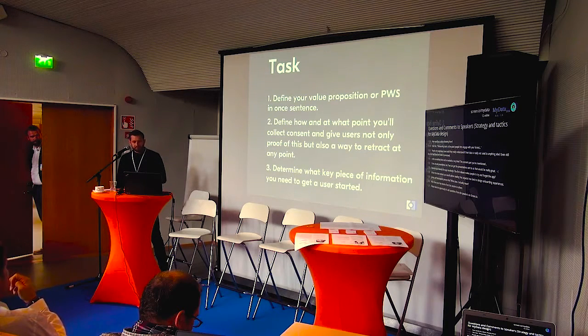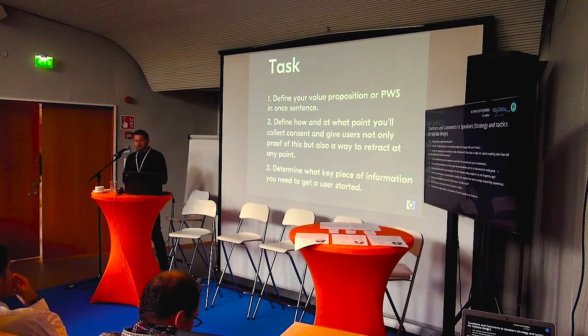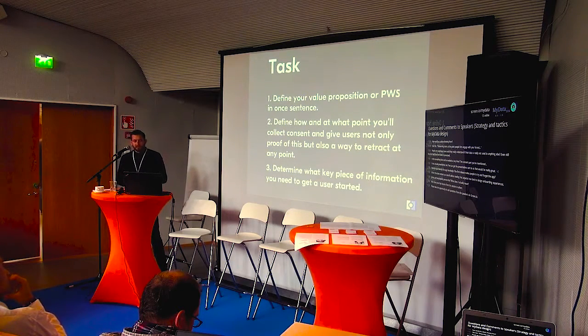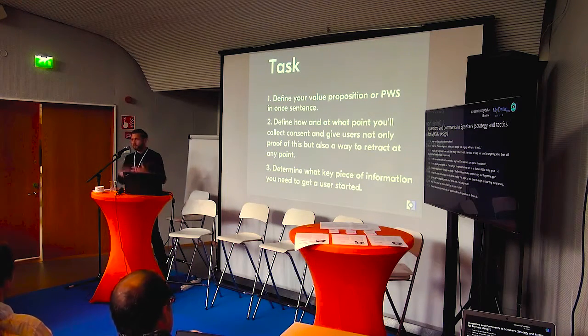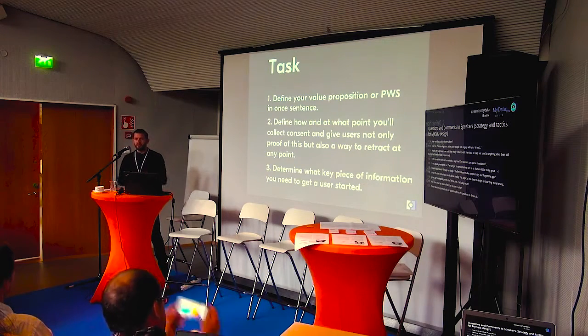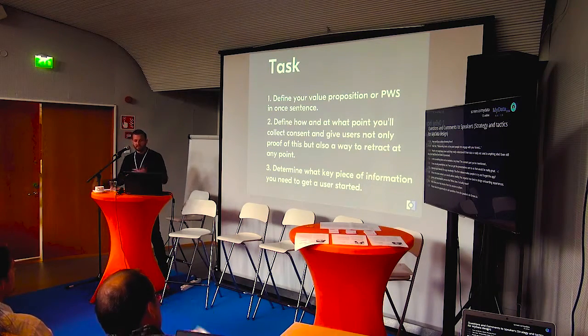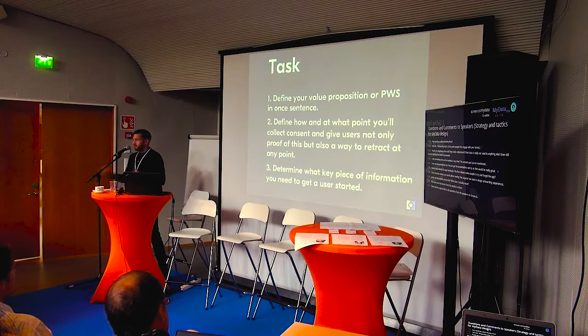And the second point around consent. Define how and at what point you'll collect consent, and give users not only proof of this, but a way to retract it at any point as well. So I mentioned it's all about giving permission, and it's like an agreement between two people. Now, some might argue that just offering consent is a one-way thing, and once you've agreed to it, that's one step in the right direction. But why shouldn't you be able to cancel that contract as well? And at what point do you notify the user that it has been cancelled? Is it when you delete the app? How do you actually tell them that you no longer hold any of their information?